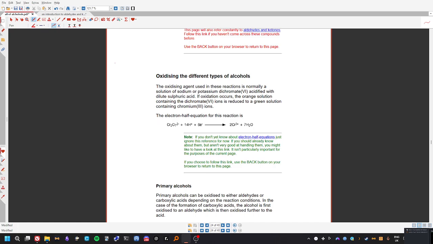Now we're talking about oxidizing the different types of alcohols. Finally, getting into it.